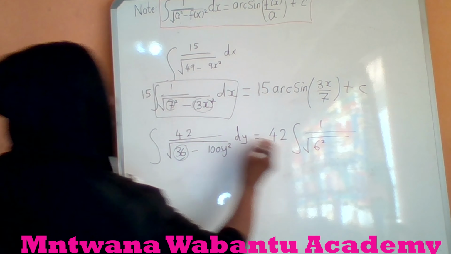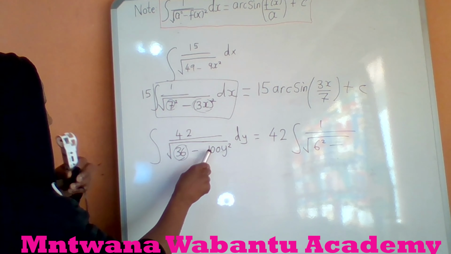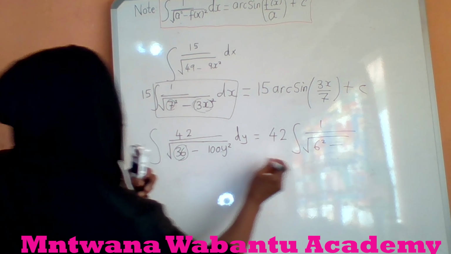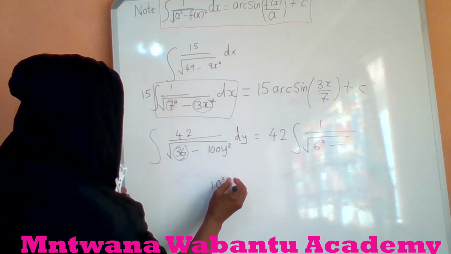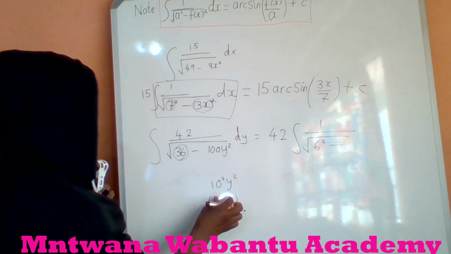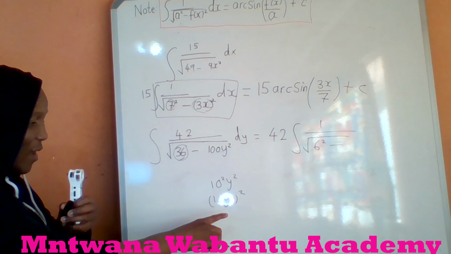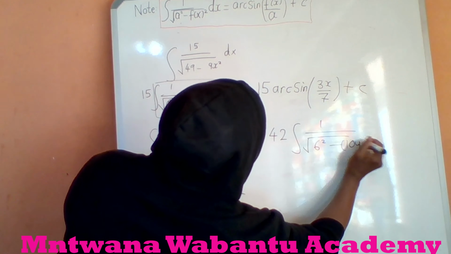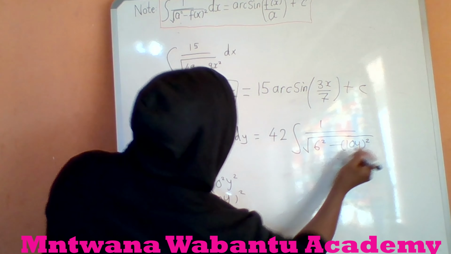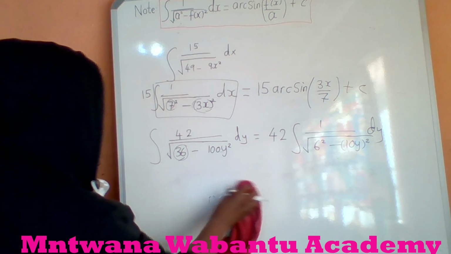So 36 means 6 squared, a squared, 6 squared minus. This has to be squared too. So 100 means 10 squared, and y squared is y squared. If I put the two together, it's going to be 10y, both of them squared. And if you square it out, it's going to be 100y squared. And they have a dy. So finally, the question is finished.